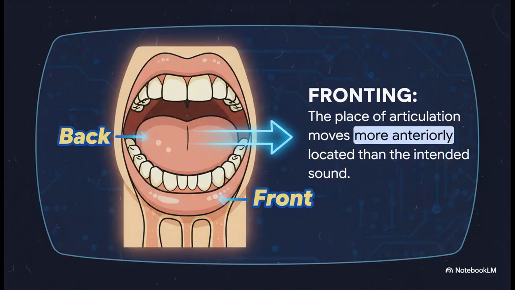That is a textbook case of fronting. Just like it sounds, the spot where the sound is made, the place of articulation, moves forward in the mouth. So a sound that should be made in the back, like the K in key, gets shifted forward to the ridge behind your teeth to become a T in tea. This is probably one of the most common processes you're ever going to see.